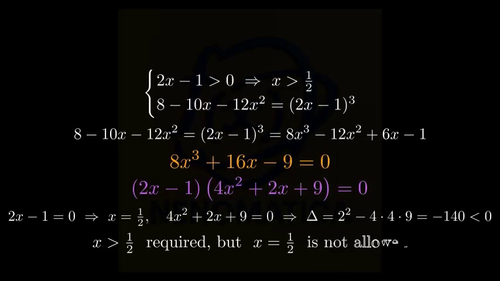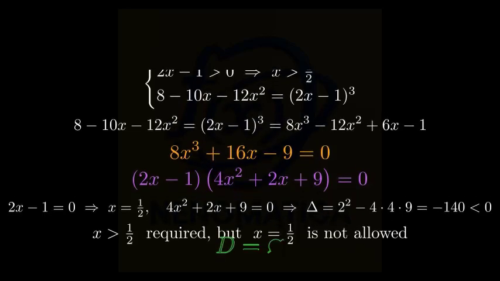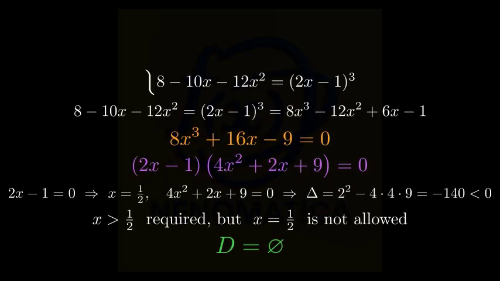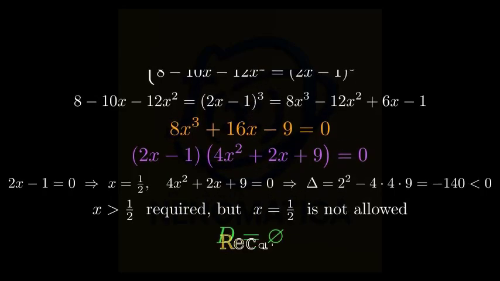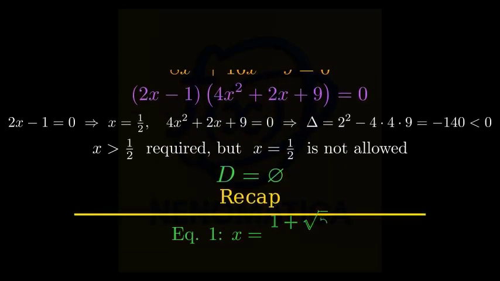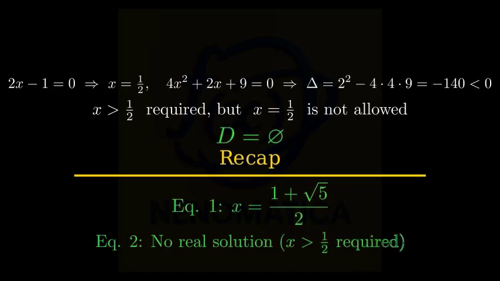Finally, apply the strict domain x greater than 1/2. The root x equals 1/2 is not allowed. Therefore, there is no real solution to the second equation. Recap. For equation 1, the valid solution is x equals (1 plus square root 5) over 2. For equation 2, the only algebraic root is 1/2, but it fails the domain x greater than 1/2, so there is no solution.